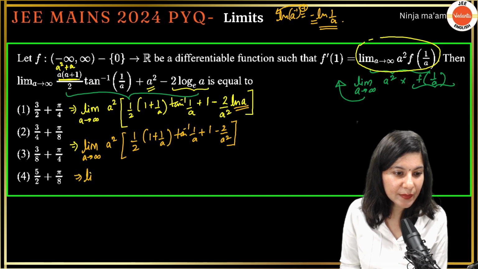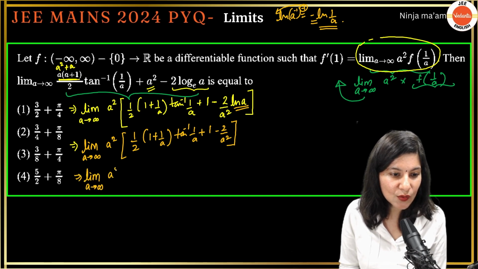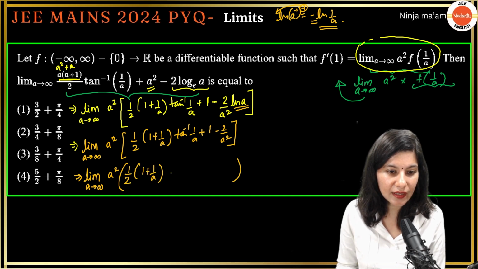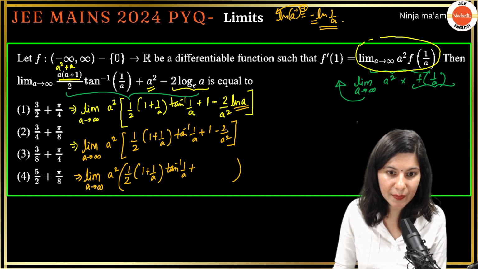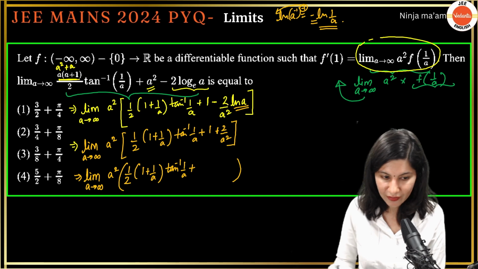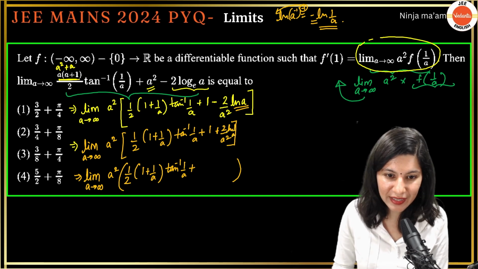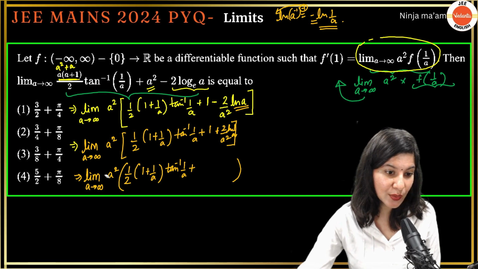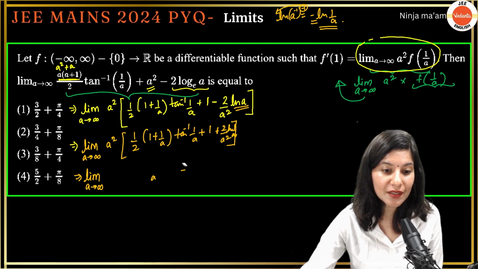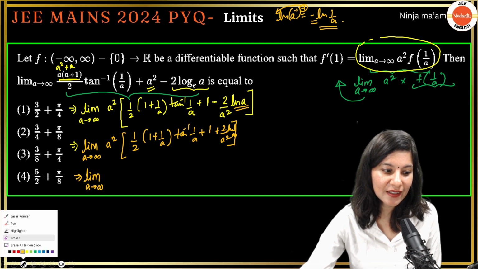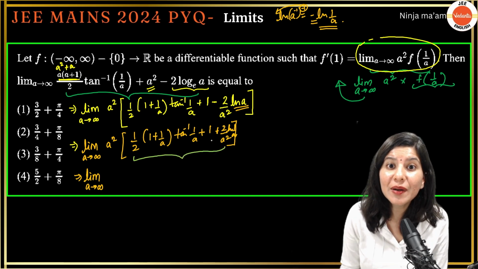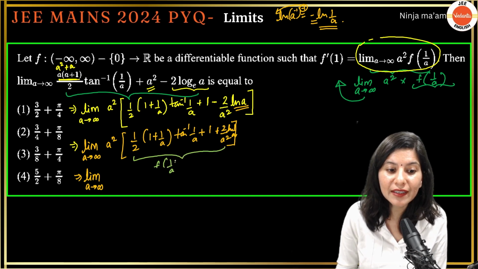And this is limit a tends to infinity, a square and 1 by 2, 1 plus 1 by a, tan inverse 1 by a plus, oops, sorry, why I started writing again, this is log of 1 by a, that's it, plus sign log of 1 by a. Now the next step is very critical. So basically you have just created the same form. So this expression is nothing but f of 1 by a. This is your f of 1 by a, right?